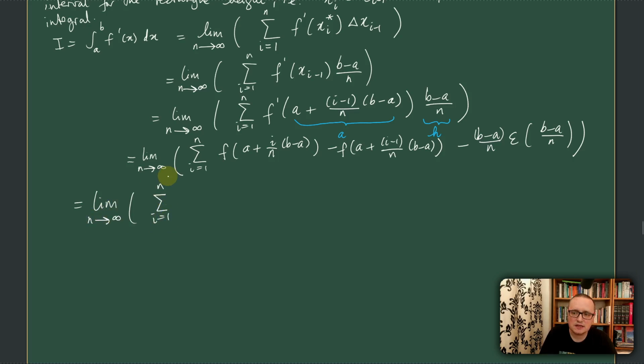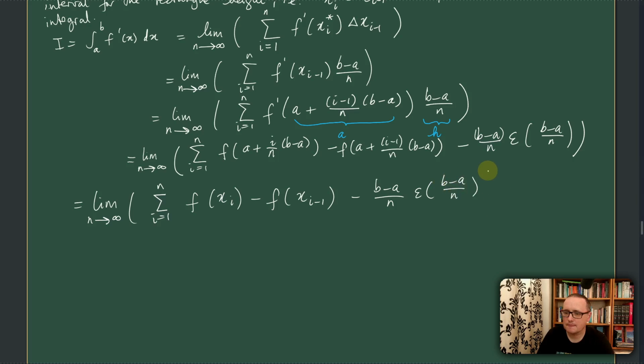Now it's worth just making some substitutions. This argument to the function f here, and note that we've now departed away from the derivative of the function f. We're now back to the original function f. This first term here, that's actually the number xi. Okay, and we have minus f, and this number here, if you look at the definition, that's xi minus 1. And I'll leave this as minus (b minus a) over n times epsilon of (b minus a) over n. And just to emphasize it, the summation governs this whole expression here.